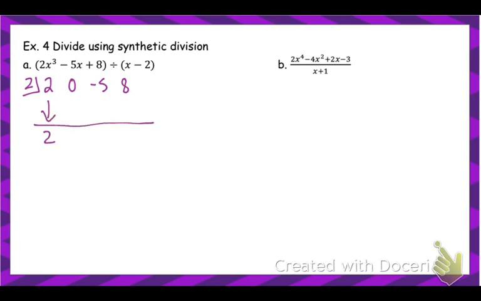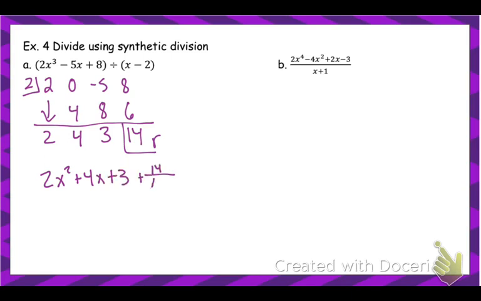Bring down the first number, multiply by what's in the box, write it in the next spot. Add down the column. 4 times 2 is 8. Negative 5 plus 8 is 3. 3 times 2 is 6. Add down the column. Last number is the remainder. So then I would write 2x squared plus 4x plus 3 and then I would write my remainder as a fraction over the divisor.